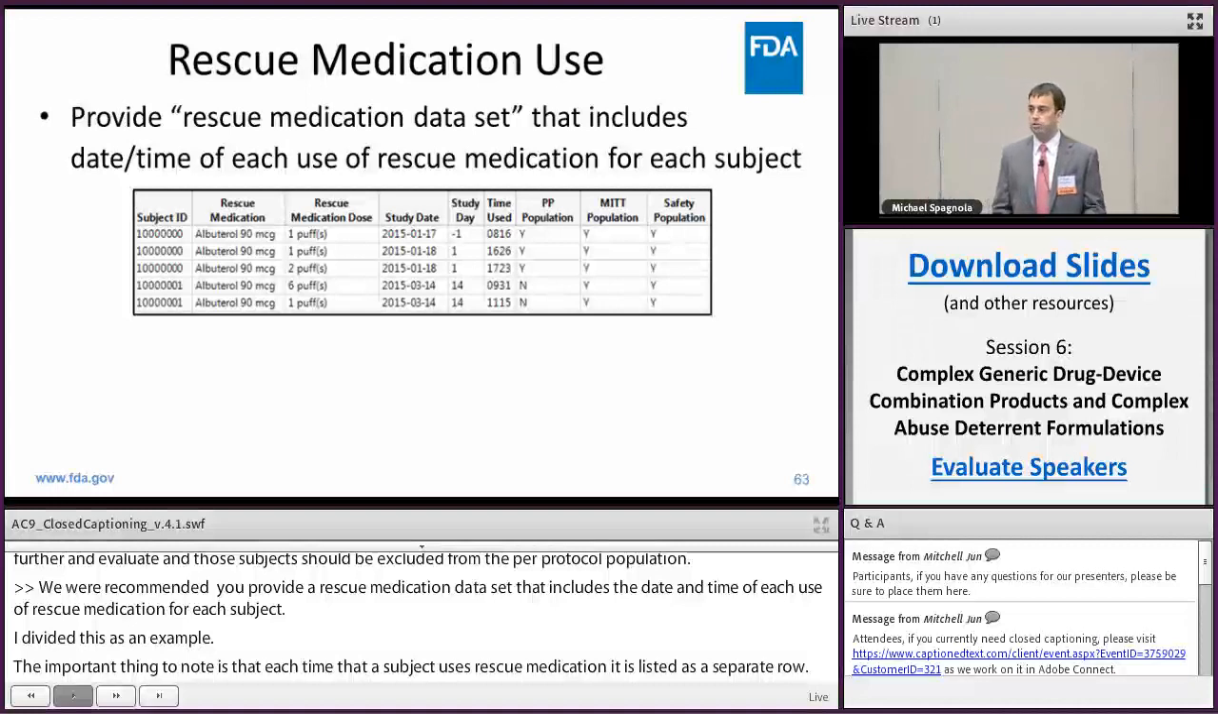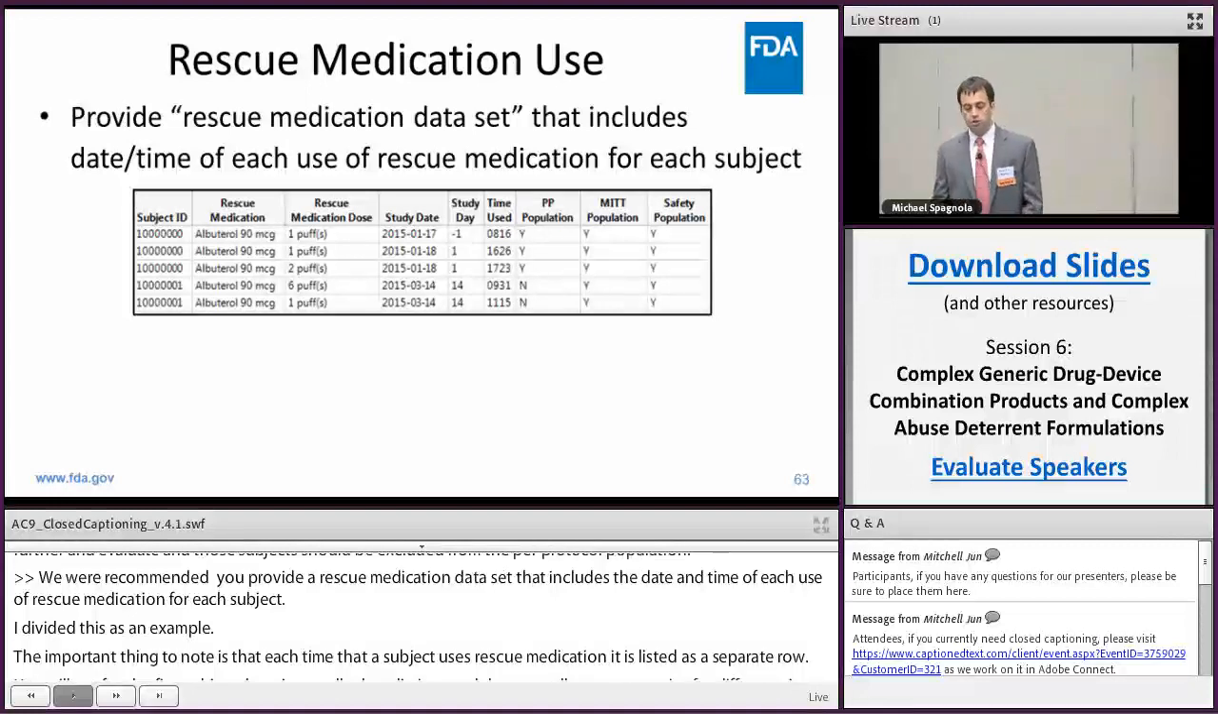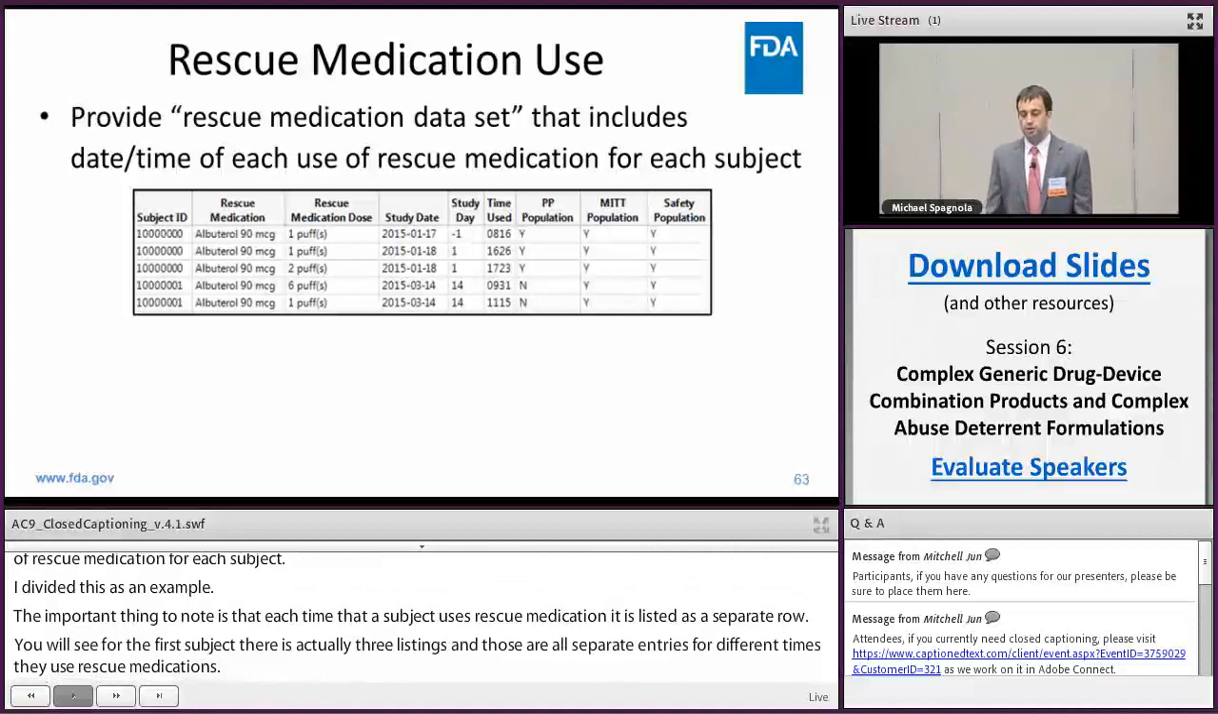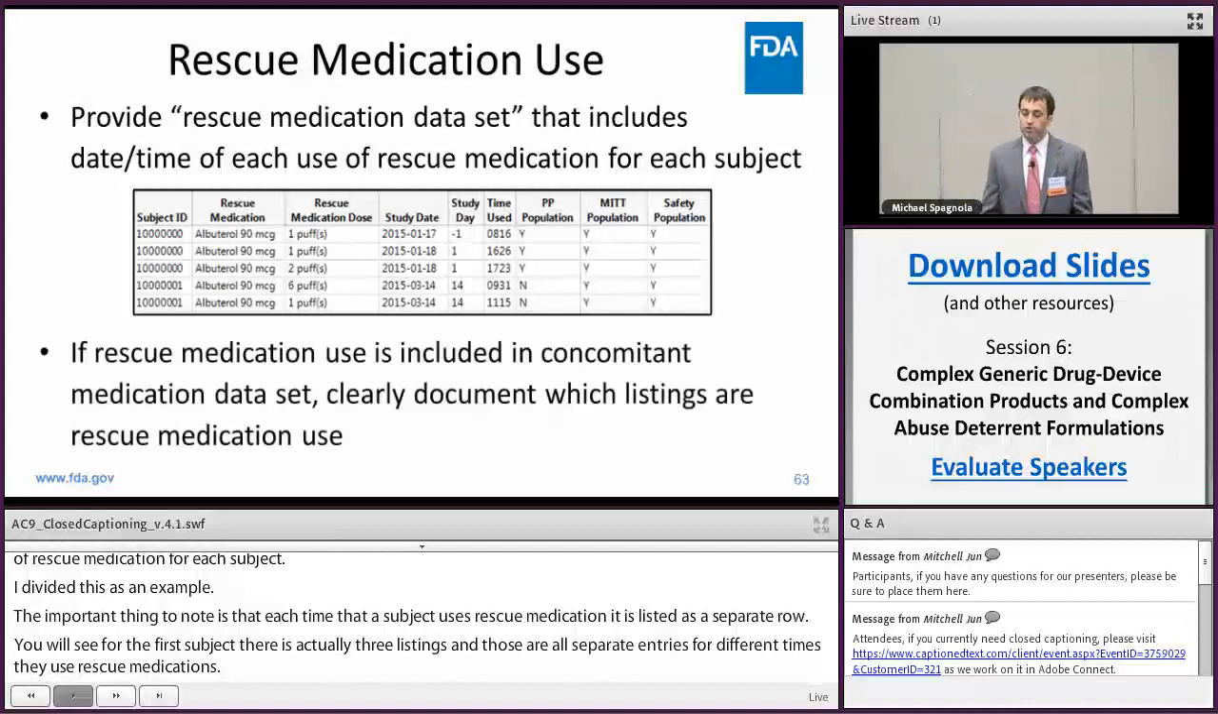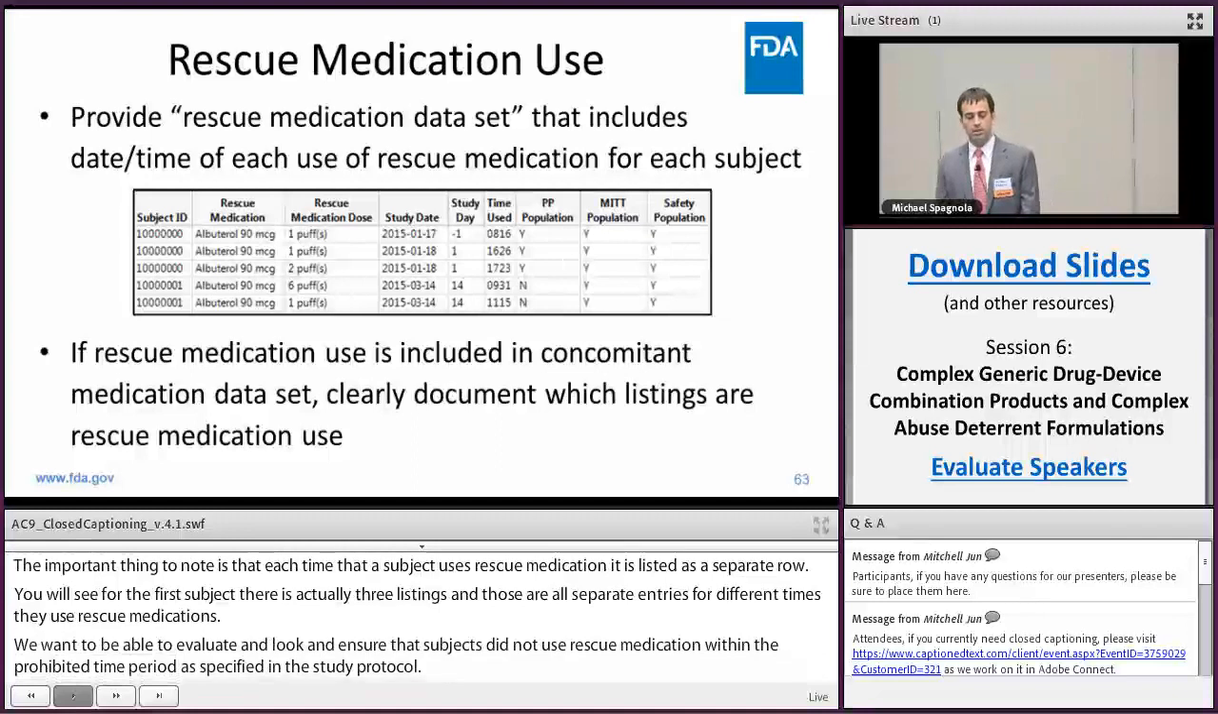We want to be able to evaluate and ensure that subjects did not use the rescue medication within the prohibited time period as specified in the study protocol. And also, if you do decide to include rescue medication use in the concomitant medication data set, we recommend that you clearly document which listings, which rows, are rescue medication use.